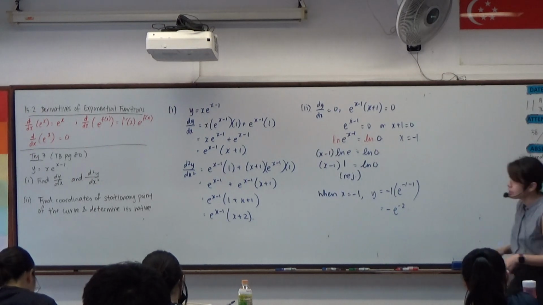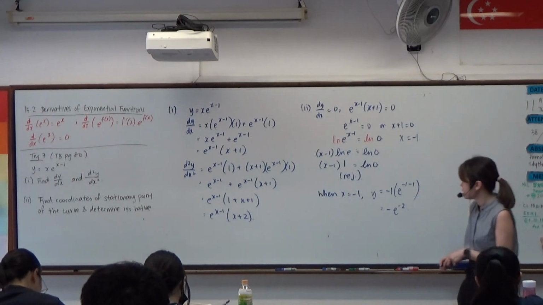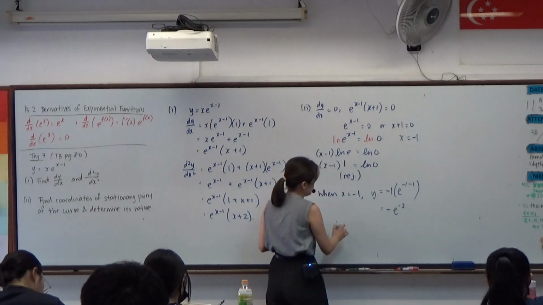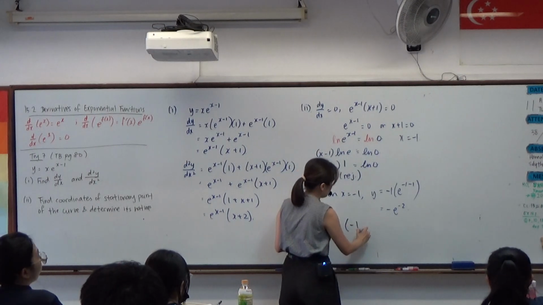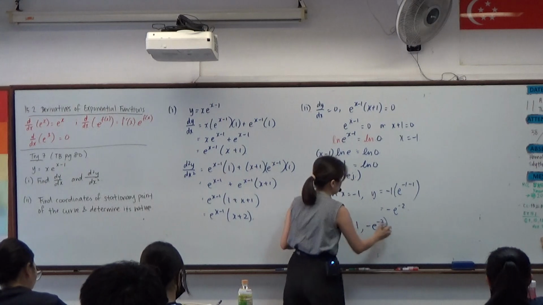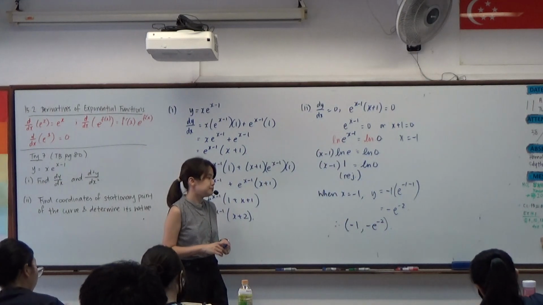Depending on the question, sometimes they may ask for exact coordinates. So if exact, then you leave it in e and your coordinates will be -1, negative e to the power of -2. Okay?